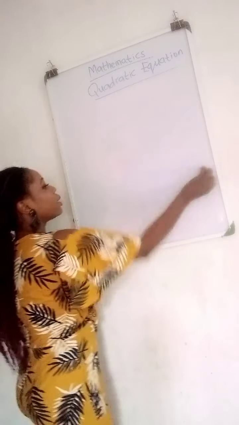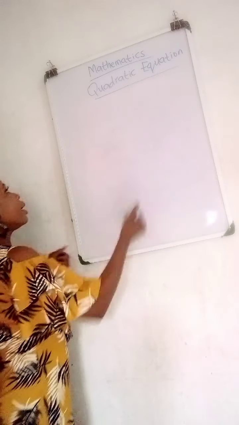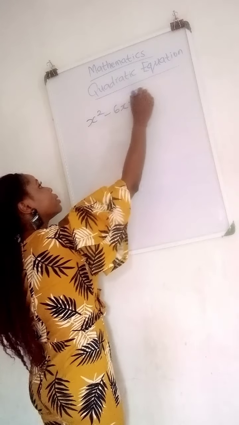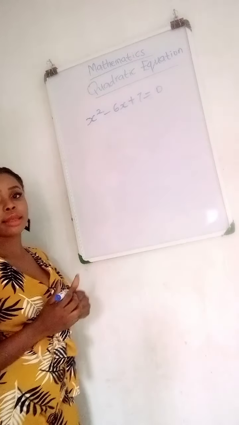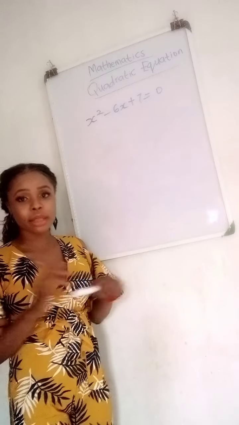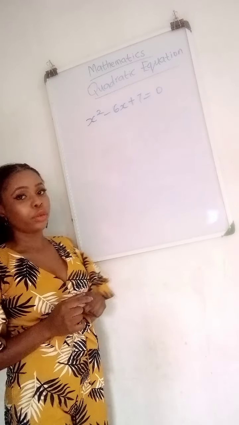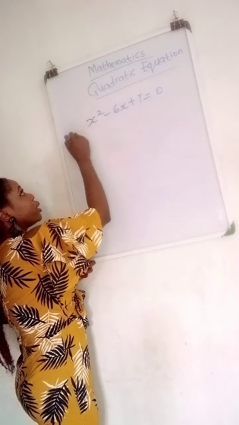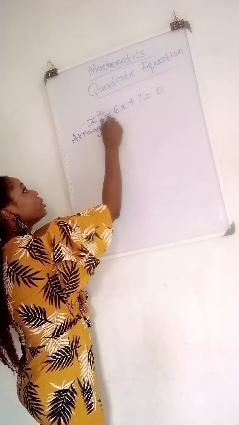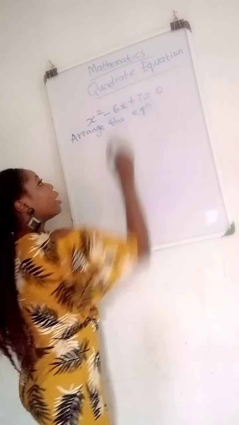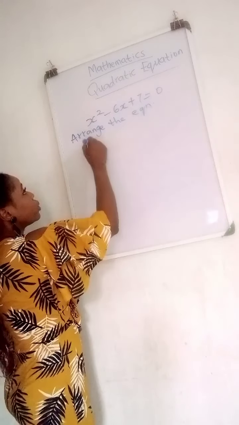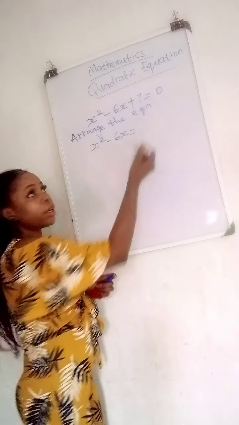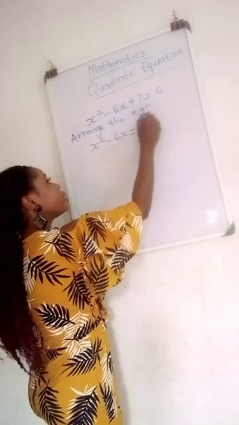Okay, in our example, we have something like this: x squared minus 6x plus 7 equal to 0. This is our first example. Remember the rule? The first thing is to arrange this equation. So we arrange the equation. This will be x squared minus 6x equal to, this is positive 7, crossing this equality sign, it changes to negative 7.